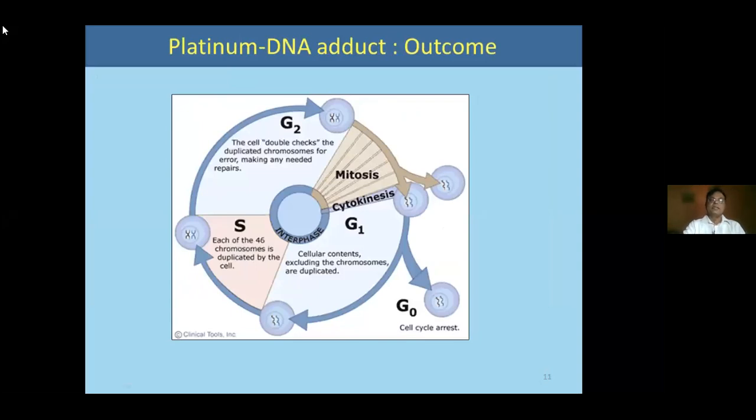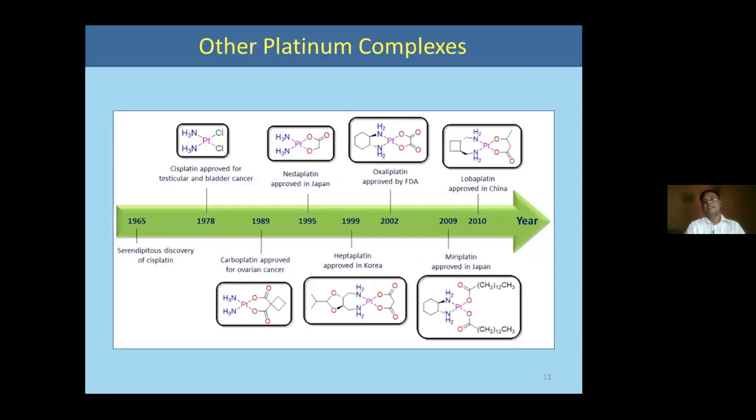So the whole cycle gets disarrayed, or somehow derailed. In the G2 phase, when the cell double checks whether the duplicated DNA or chromosome has managed to be synthesized in a proper way or not, it will find that no, it is not getting properly formed or synthesized. So it will go into the G0 phase, and it is not allowed to go into mitosis anymore. In this way, the cell gets killed or is not allowed to divide anymore. So this is the outcome of the platinum DNA adduct, which is getting formed.